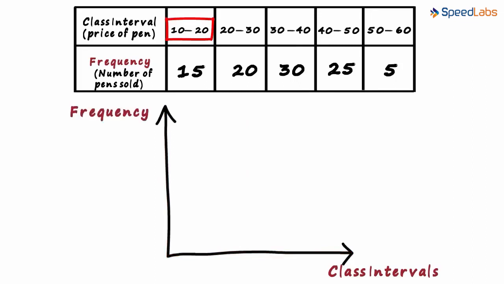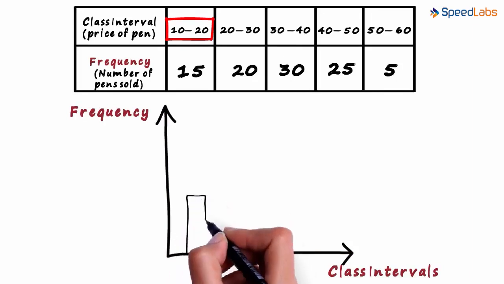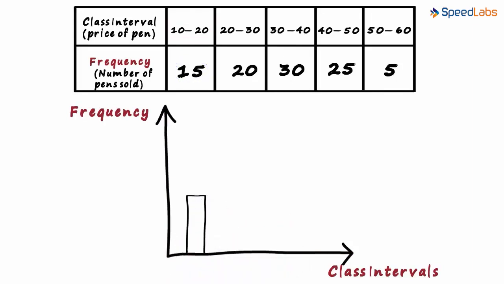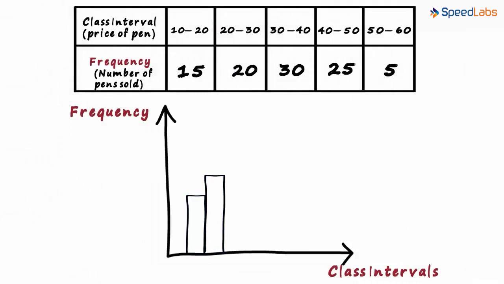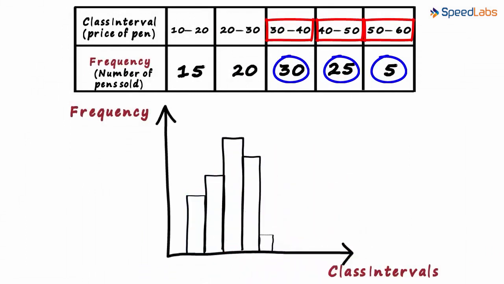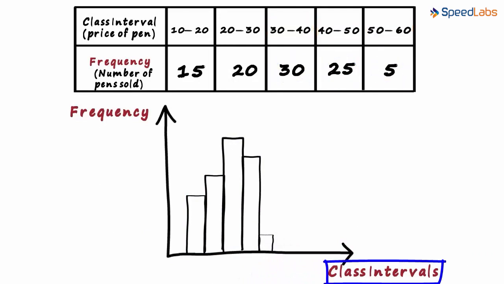For the interval 10 to 20, we draw a bar to represent 15 pens. For 20 to 30, we draw a bar to represent 20 pens. Observe that here there are no gaps between the bars like we had in the bar graph. In the same way, we draw bars for the remaining 3 intervals. We use histograms to represent class intervals. While drawing a histogram, we have the class intervals on the x-axis, while for a bar graph, we have categories.